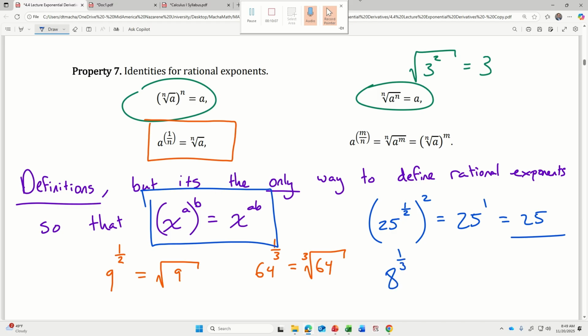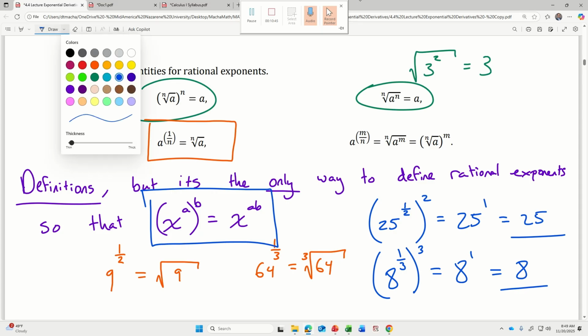And likewise, if I had 8 to the 1/3 power raised to the 3 power, well, my exponent power rule says that this is the same thing as 8 raised to the 1/3 times 3 power. 1/3 times 3 is 1, and so it has to be 8. And again, what's the only function where if I compose that with the 3 power, I get back the argument? The only function where that works is the cube root. The cube root of a number cubed gives you back the original number. So this is the only way that we can possibly define rational exponents.